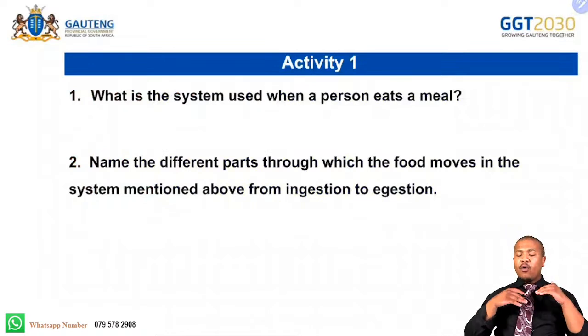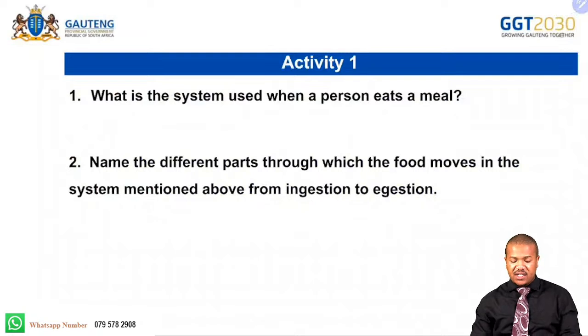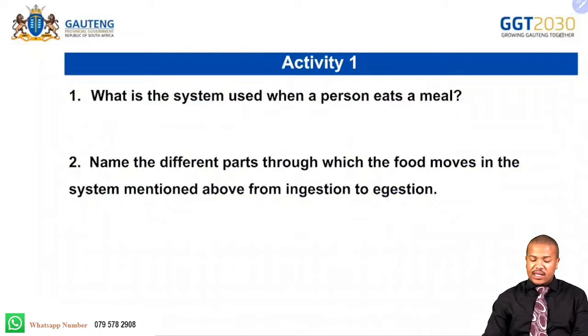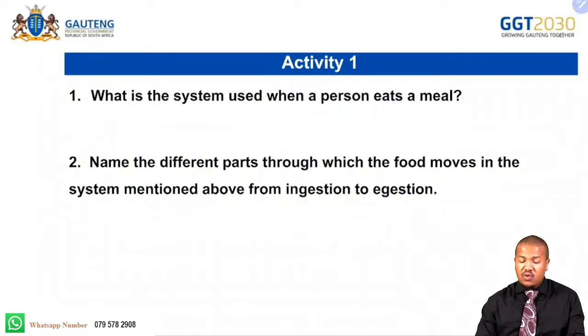Right. Now, before we continue further, let's test ourselves quickly using activity 1. Activity 1 says, what is the system used when a person eats a meal? Then number 2 says, name the different parts through which the food moves in the system mentioned above from ingestion to egestion. So let's take a quick 3 minutes to answer the questions. Then after that, we shall continue with our lesson.